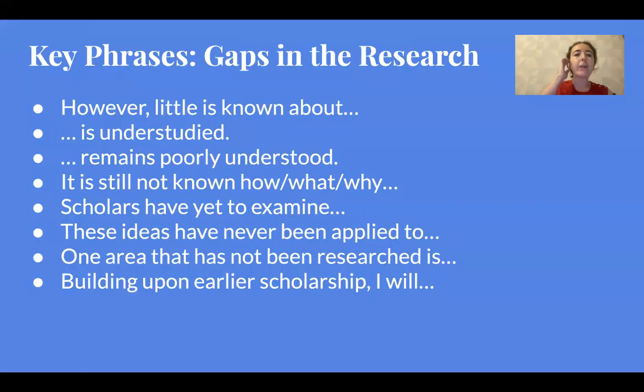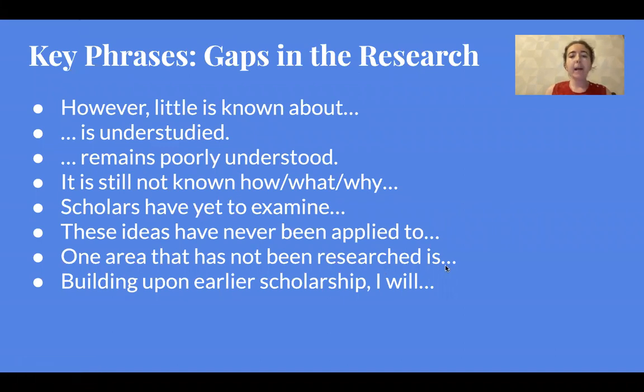And some phrases that you can use here. However, little is known about. So, much has been researched about stress in adults. However, little is known about how stress manifests in younger people, etc. Something is understudied. Something remains poorly understood. It is not known how, what, why, whatever, something. Scholars have yet to examine something. These ideas have never been applied to a certain example or case.